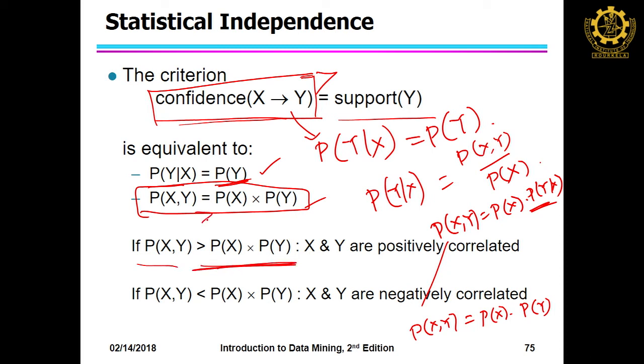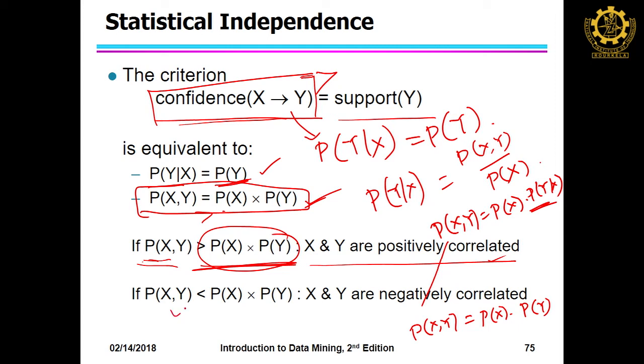So, they are independent. Otherwise, this value will be greater than this value, meaning one of the values will be more than the earlier value. Then we say X and Y are positively correlated, if the P of X Y is greater than this value, because this is the independent case. So if this conditional probability is greater than this value, we say it is positively correlated.